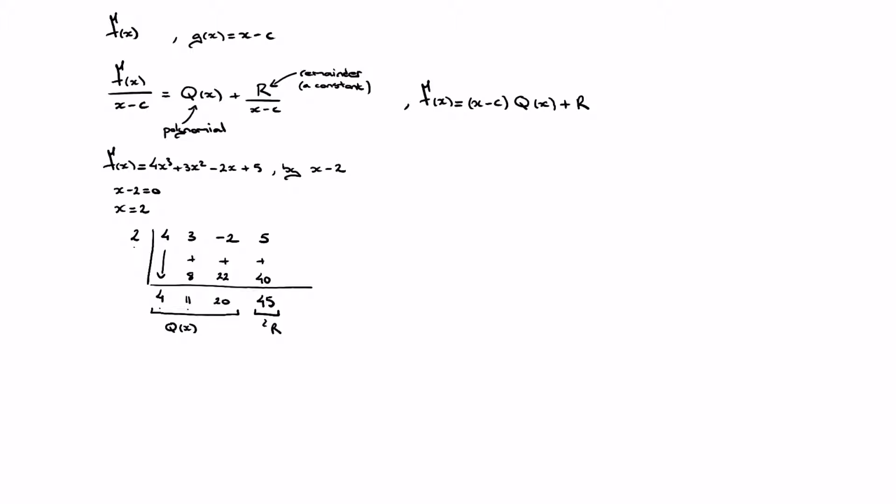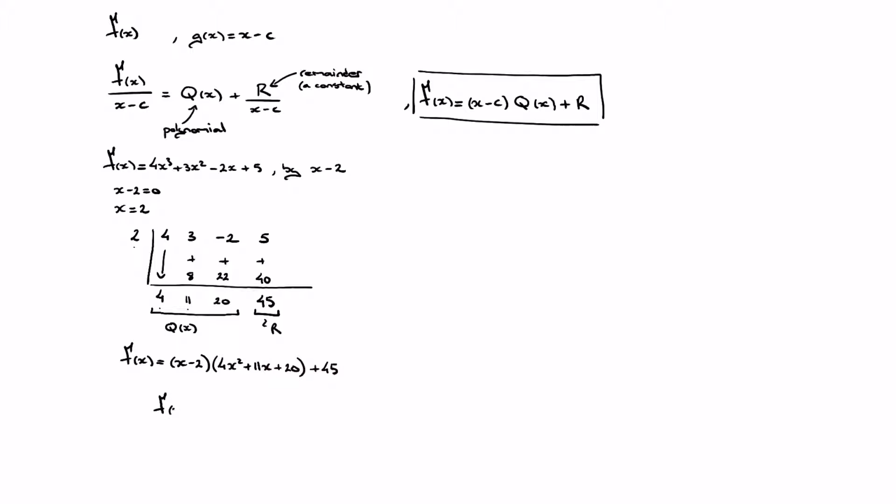And using all of this, as well as the results we saw previously, in particular the one I'm boxing now, we can go ahead and write f of x equals x minus 2, which is what we wish to divide our function by, times 4x squared plus 11x plus 20, plus the remainder, 45. And we can, of course, rearrange this to write the actual division. Dividing both sides of this by x minus 2, we find the result.